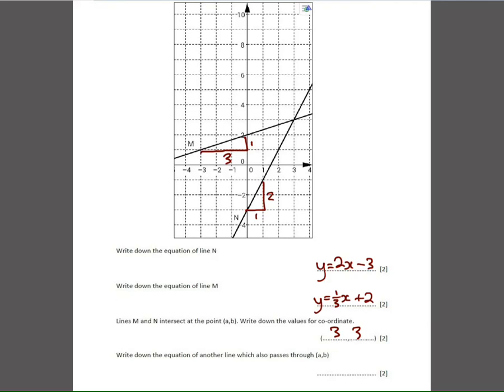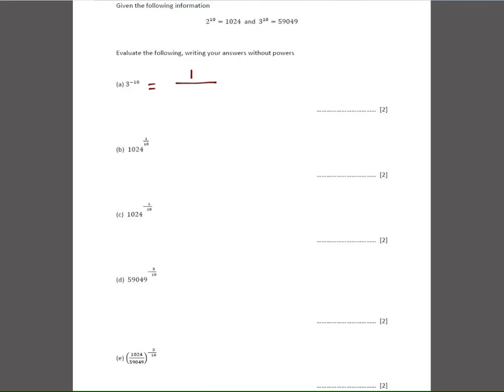Another line that passes through 3,3, there are lots of them, infinitely many in fact, but a couple of examples are y equals x, that goes through, y equals 3 goes through the point 3,3, x equals 3 also goes to the point 3,3, or maybe even this line here. This line has a gradient of minus 1 and goes through 6, so it's y equals minus x plus 6. Okay, final question from paper 1.